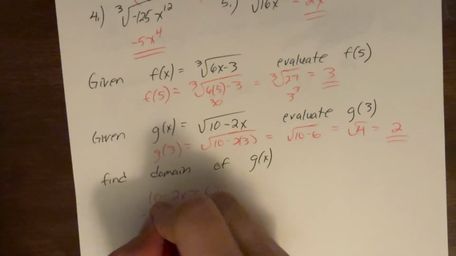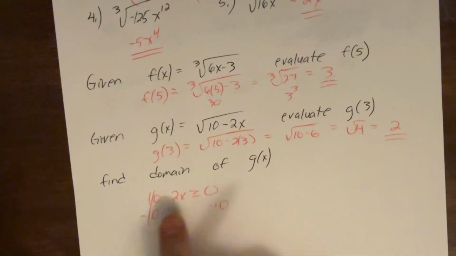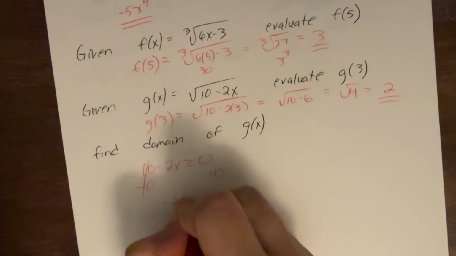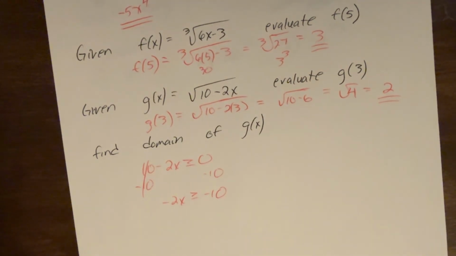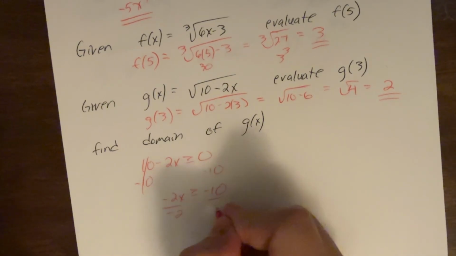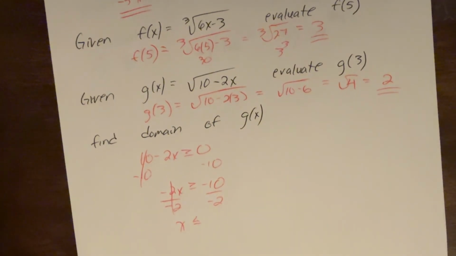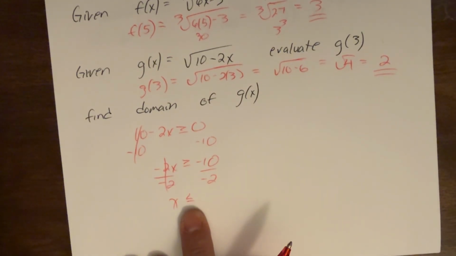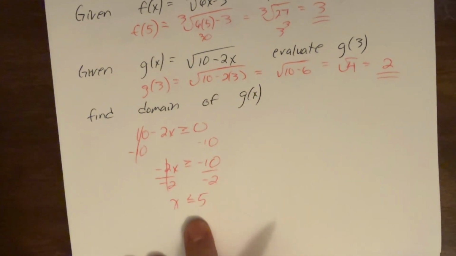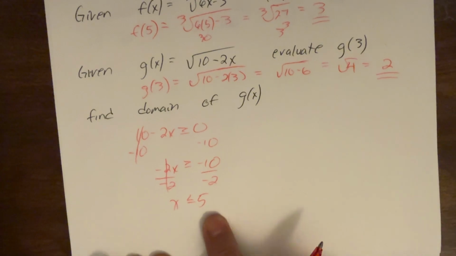Well, solving that, isolating my x, I got minus 2x is greater than or equal to negative 10. I'm dividing by a negative 2. The fact that I divided by a negative, my inequality sign flipped to a less than or equal to 5.